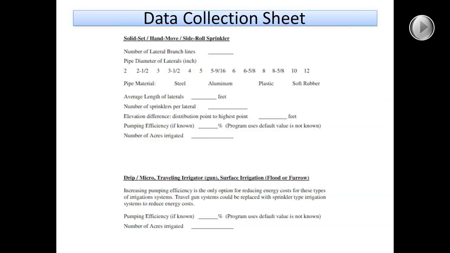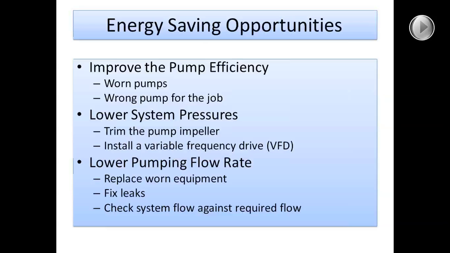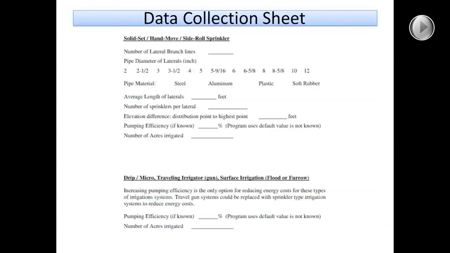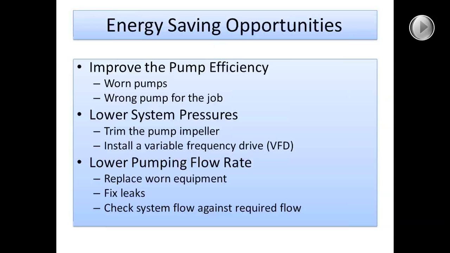And then the very last section, if it's a drip system, traveling big gun or surface, the only things we're looking at on those are pump efficiency and how many acres. All right, we got through the data collection sheets. Sorry if that was really boring.